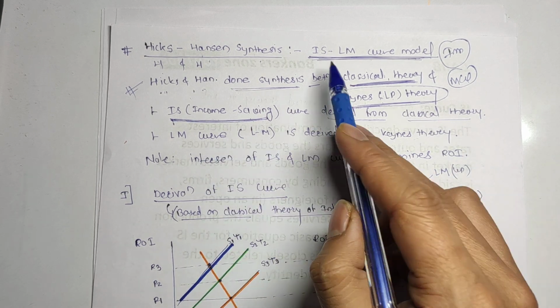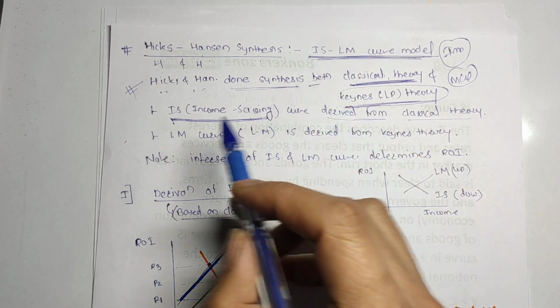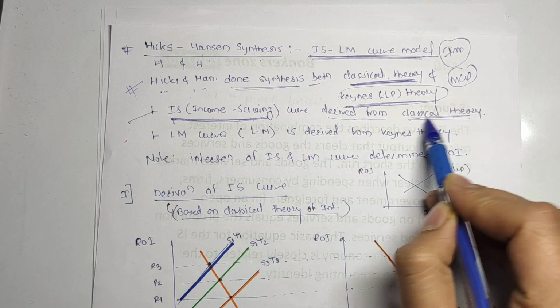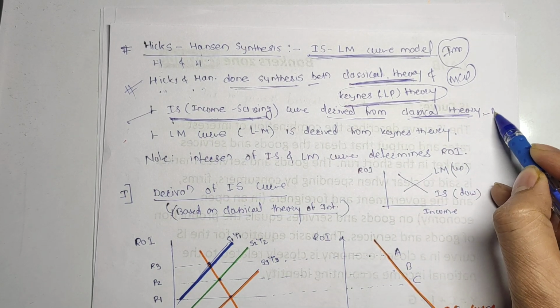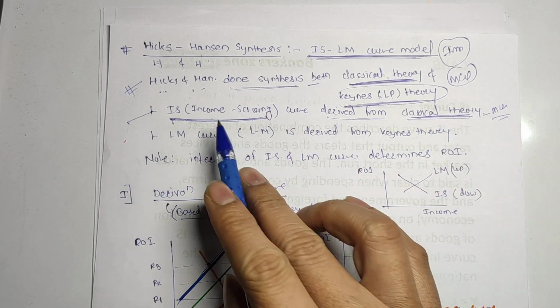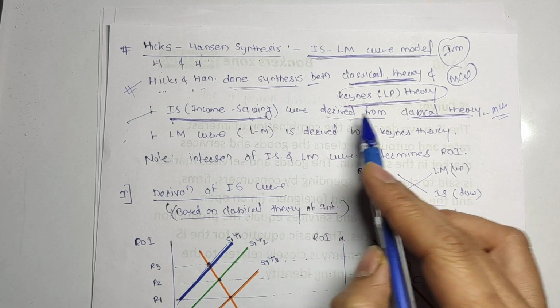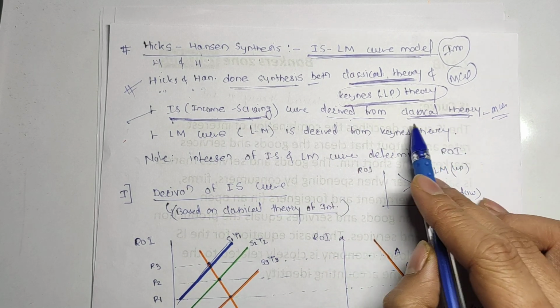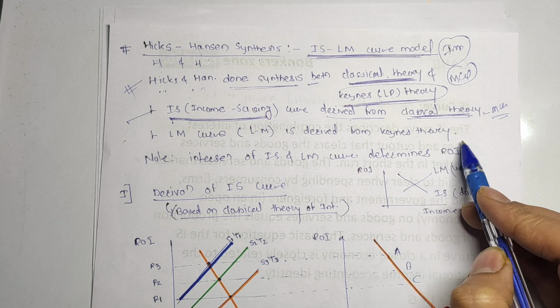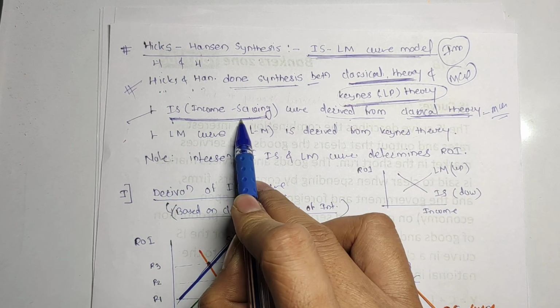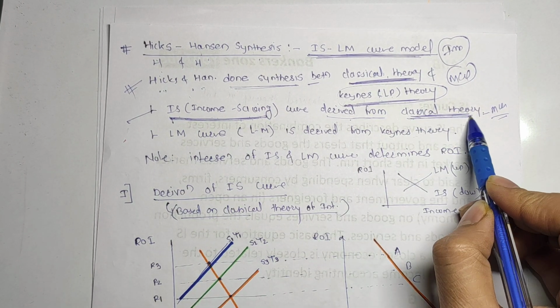Remember there are two curves, IS and LM. The IS curve is derived from the classical theory. This is also a 1 mark MCQ: IS is derived from which theory? First option classical theory, second option Keynes theory, third option a different theory. So remember the IS curve is derived from the classical theory.